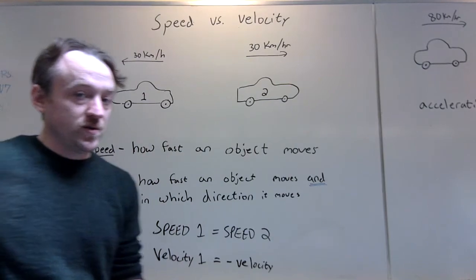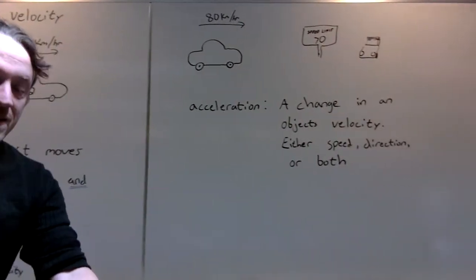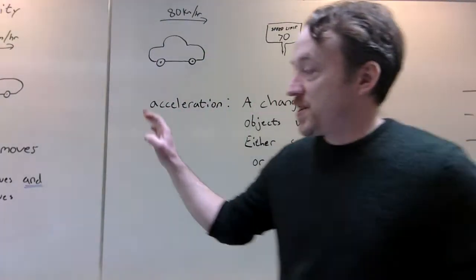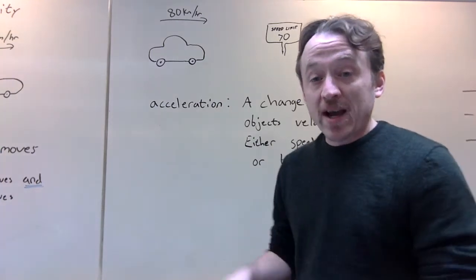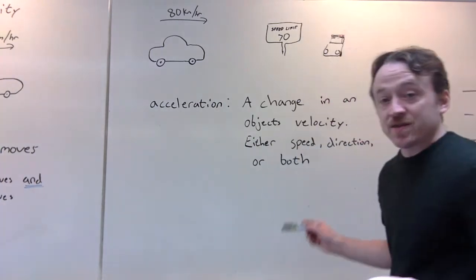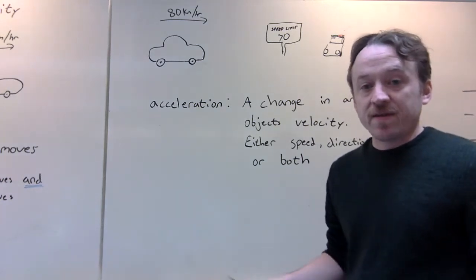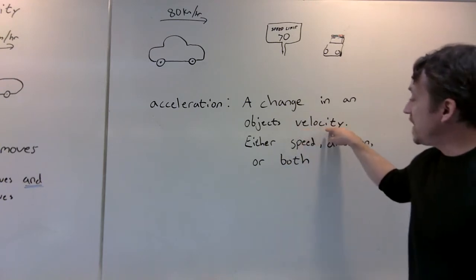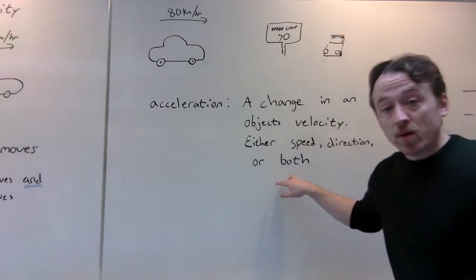So that brings us to acceleration, where I have another beautifully drawn car. Okay? Now we're going to talk about acceleration. If I change the object's speed, that is an acceleration. If I change the object's direction, that's an acceleration. So a change in velocity is what an acceleration is defined as. So acceleration is a change in an object's velocity, and it can be either the speed, the direction, or both.